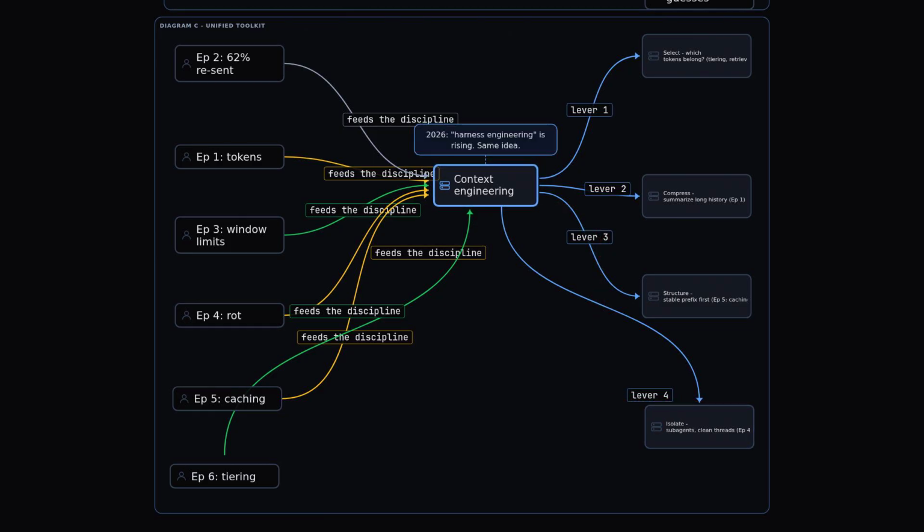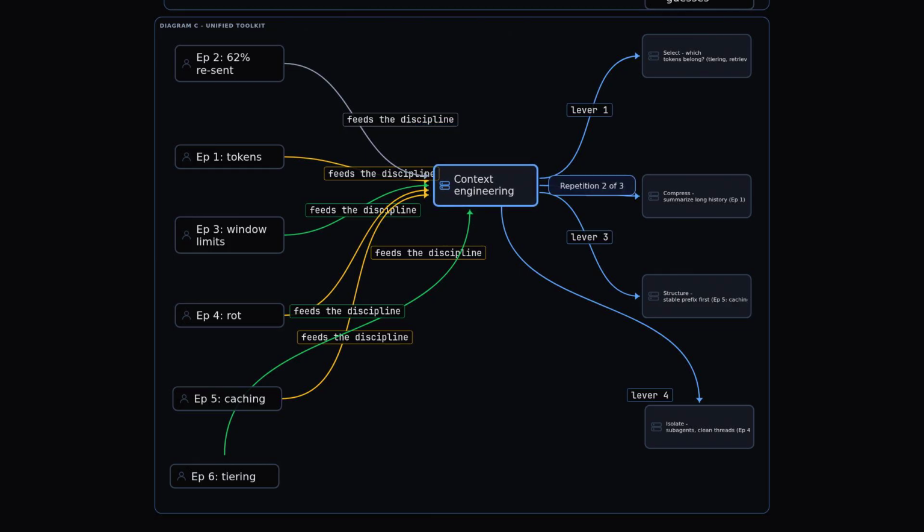Now, one bit of honesty. The discipline is still naming itself. Some practitioners are already moving past context engineering to call this harness engineering, managing not just information but the rules, feedback loops, and safety rails around the model. The terminology is alive. The mechanics underneath are stable. Both names point at the same truth. The model is one part of a system you design.